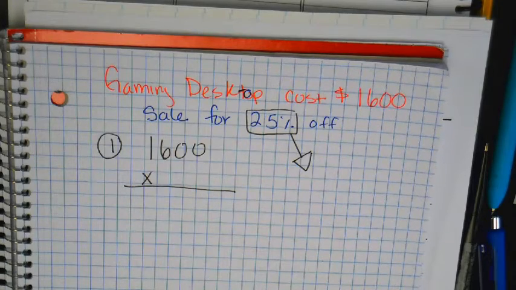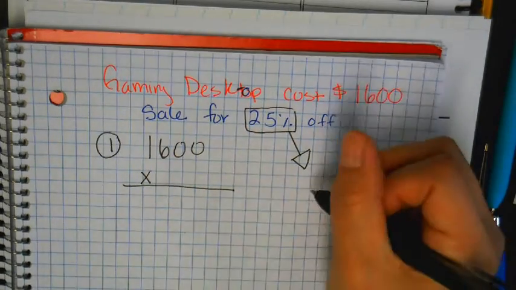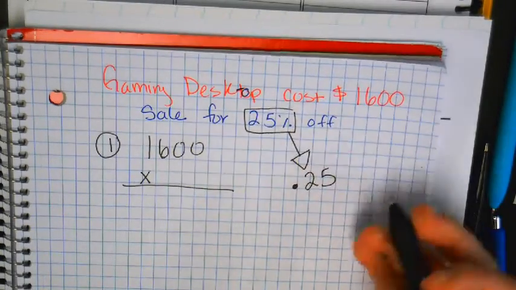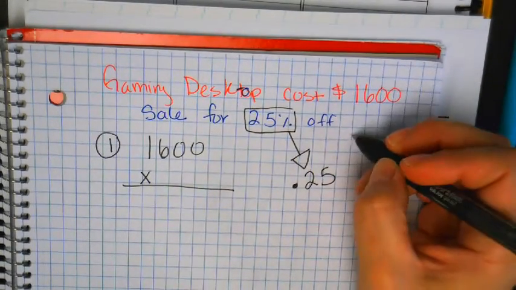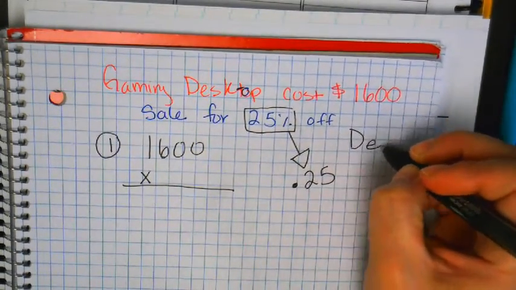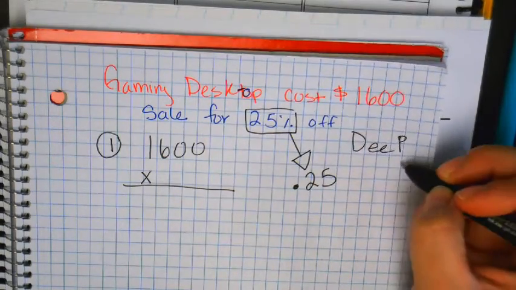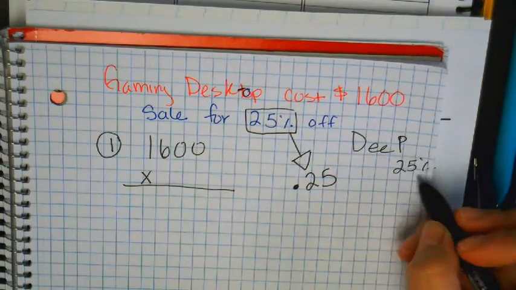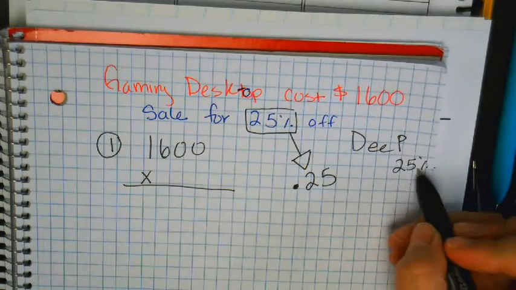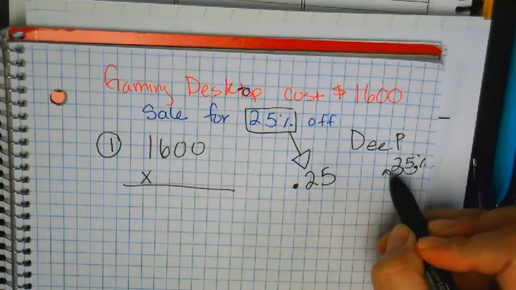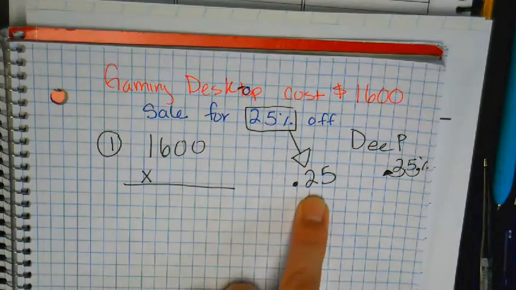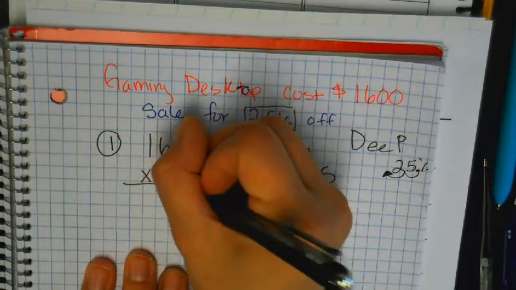Close. 0.25. So we got to move it twice. Thank you for trying. Thank you for providing. So remember back in the day when we used to use decimals? So 25%. I'm turning percent into decimal. You're going to move it 2 times for the percent. So 1, 2. Right? So 0.25. So we're going to multiply by 0.25.